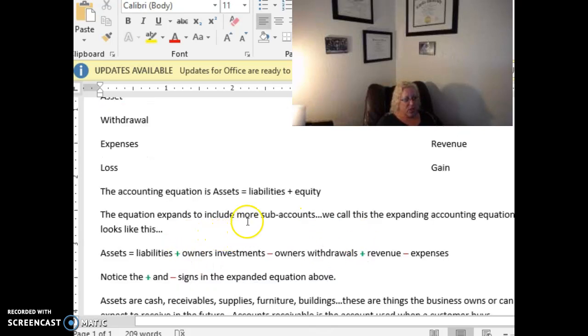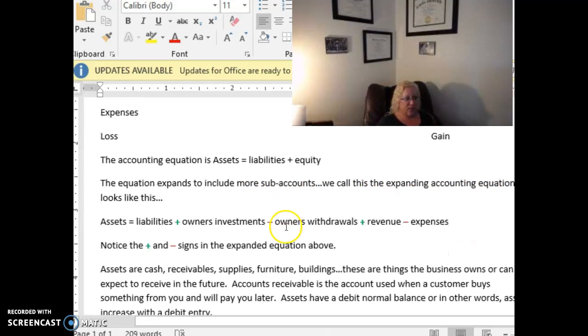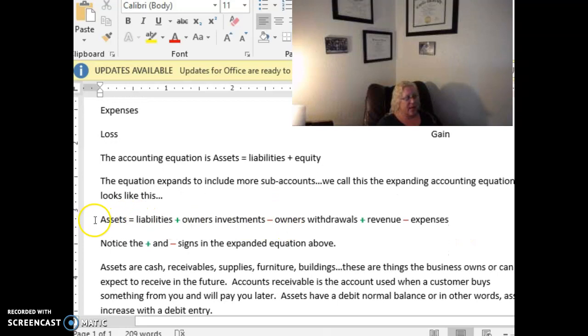So this equation that includes assets, liabilities, and equity expands to include more sub-accounts. And we call this the expanding accounting equation. And it looks like this: assets is equal to liabilities plus owner's investments minus owner's withdrawals plus revenue minus expenses.